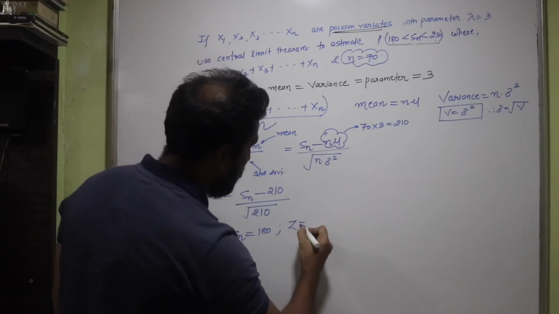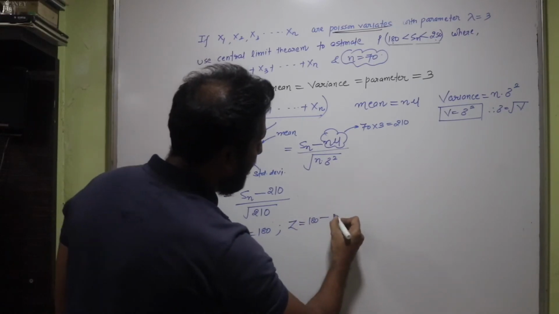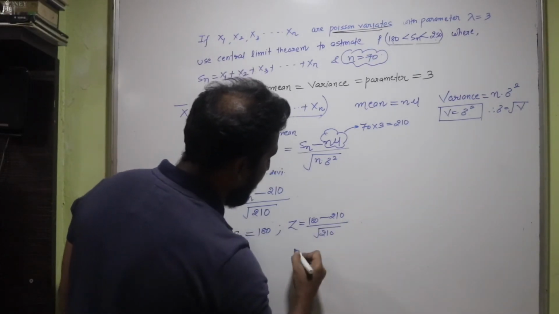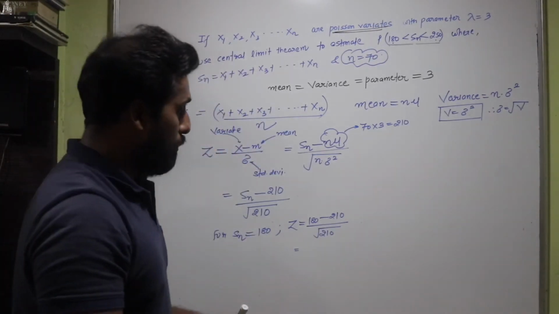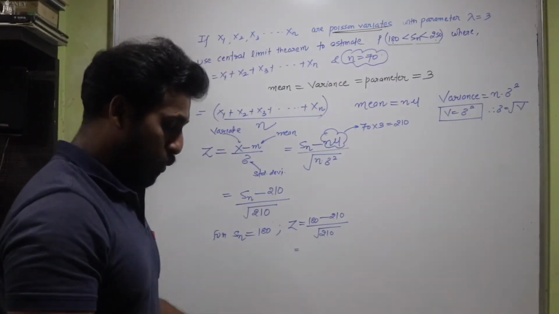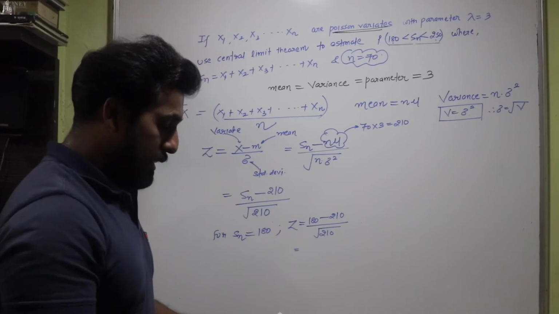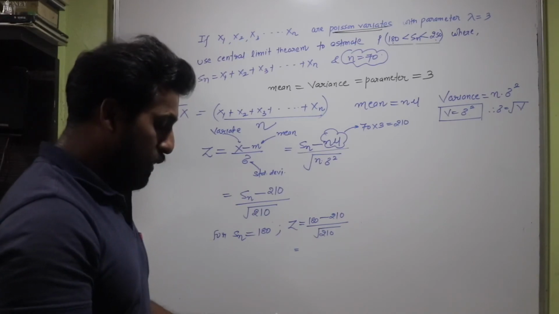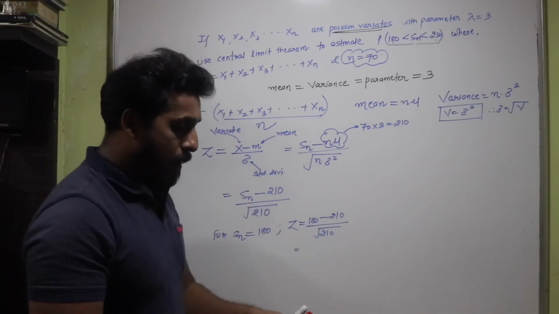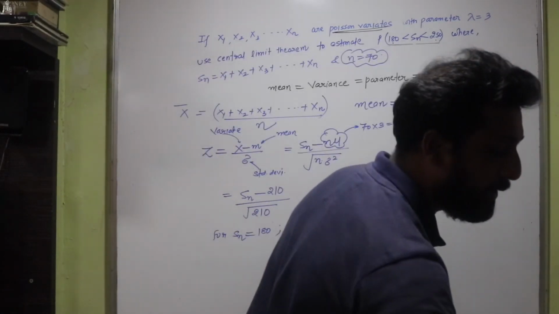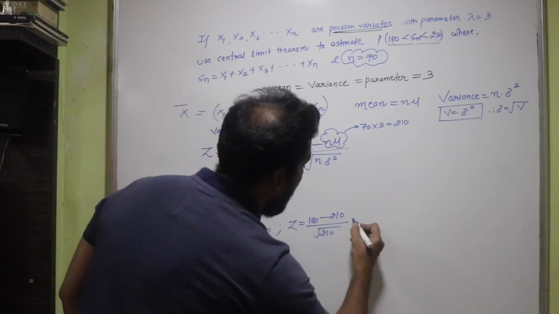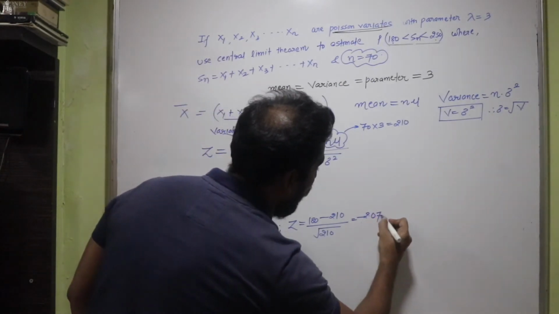So z becomes equal to 180 minus 210 upon root of 210. I'll be using a calculator to get this value. So the value comes, students, 180 minus 210 divided by root of 210. The value came minus 2.07. So I'll write here minus 2.07.